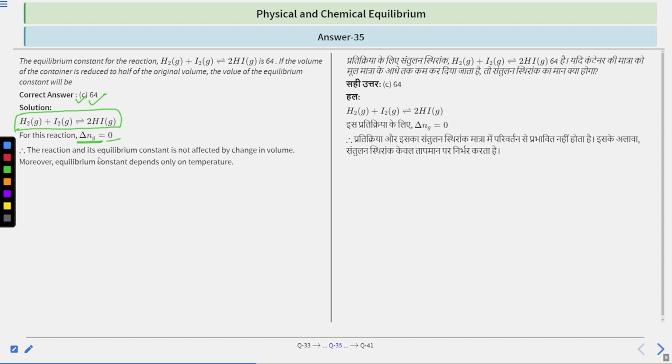Therefore, the equilibrium constant is not affected by a change in the volume. Moreover, we know that the equilibrium constant depends only on temperature, and the temperature is the same, hence it will not change. Hence our option C is correct, that is 64. That is the initial given value of the equilibrium constant in the question also, so it will remain the same, 64. Thus our option C is the correct one.